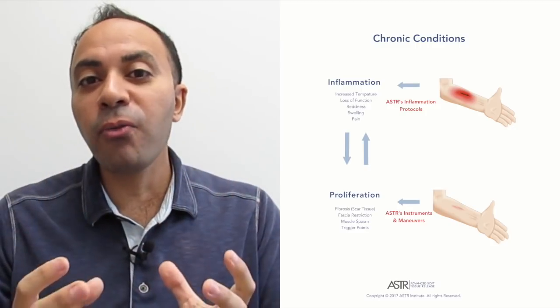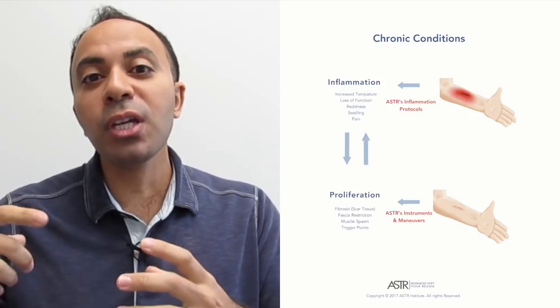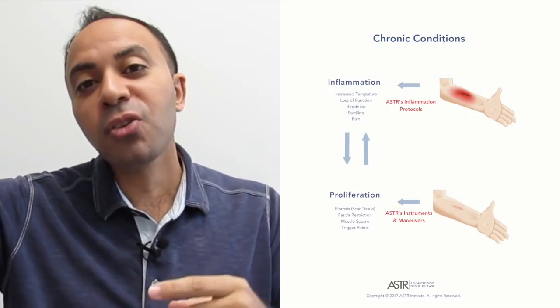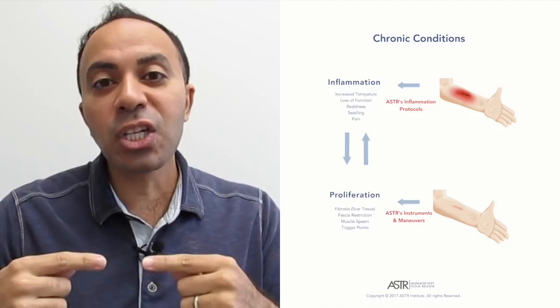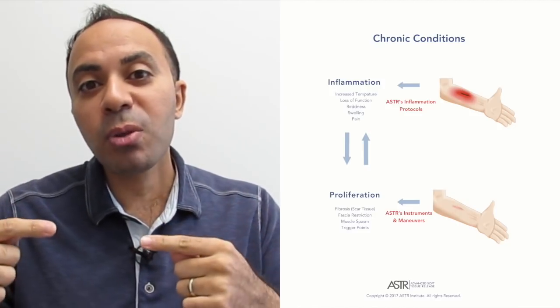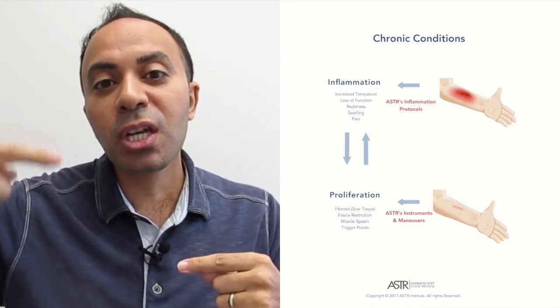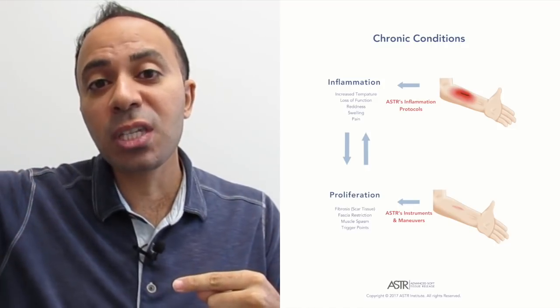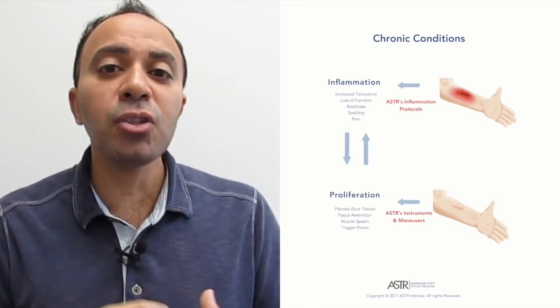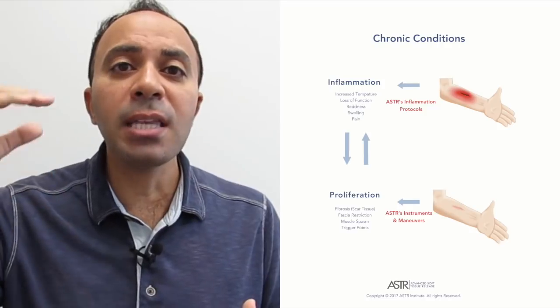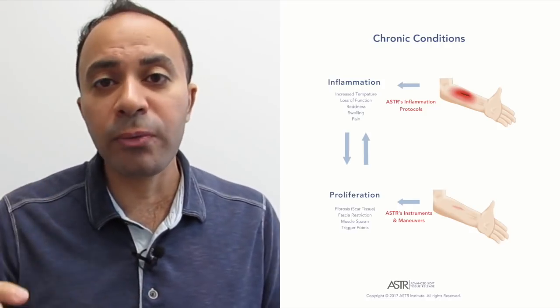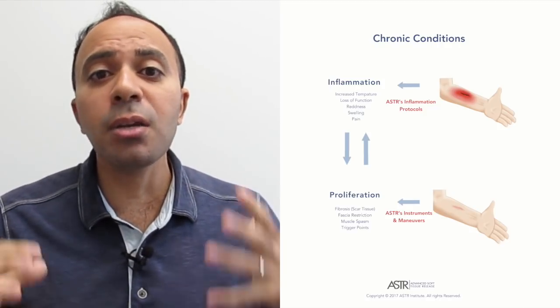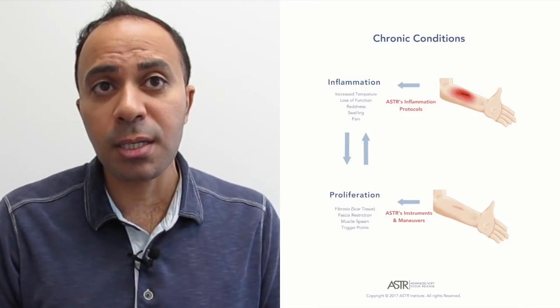And the existence of this cascade actually causes more inflammation. So in a chronic condition, the patient will experience this going back and forth. It's a vicious cycle. That's why therapists need to be trained to address the inflammation and the proliferation simultaneously with a lot of chronic conditions.